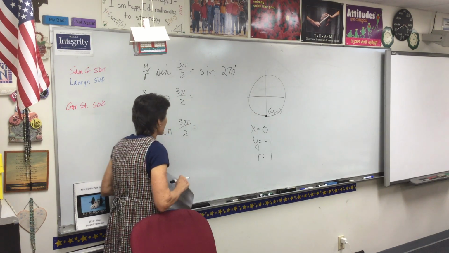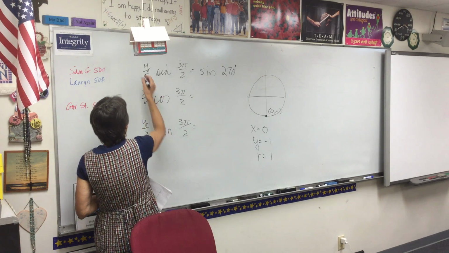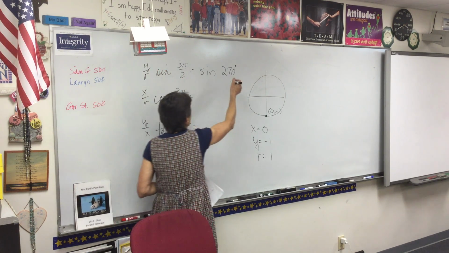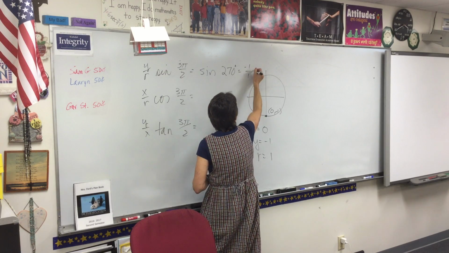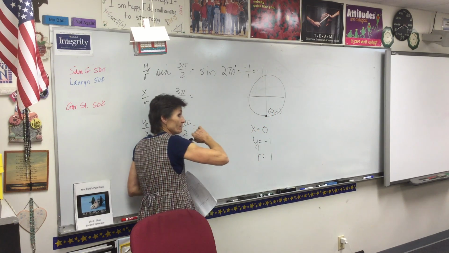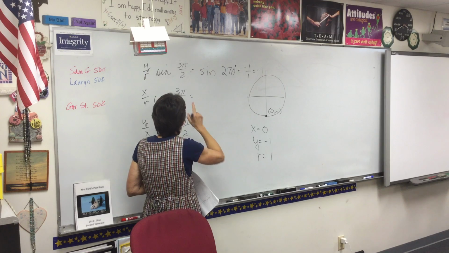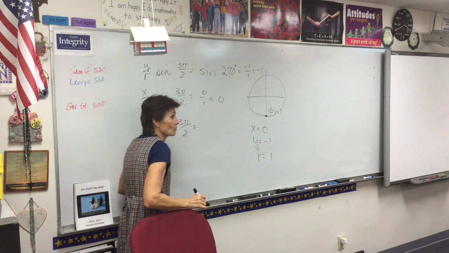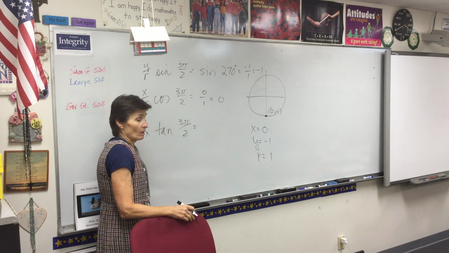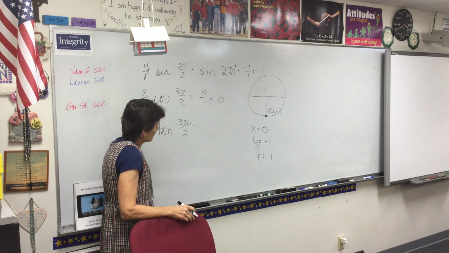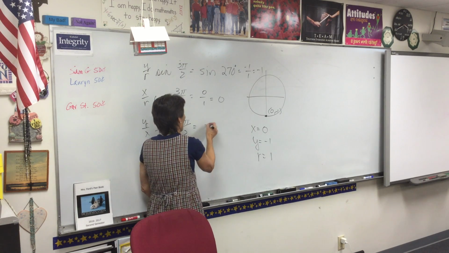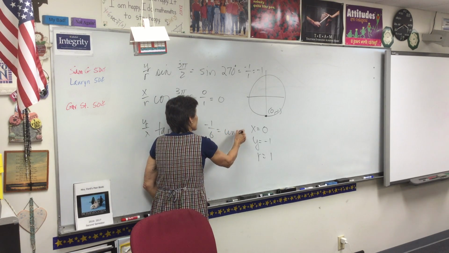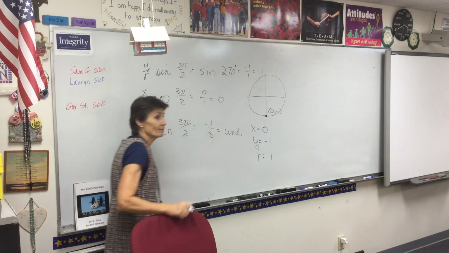So the sine is y over r, which is just going to be negative 1. The cosine is x over r, which is just going to be 0. And the tangent is y over x, which will be undefined.